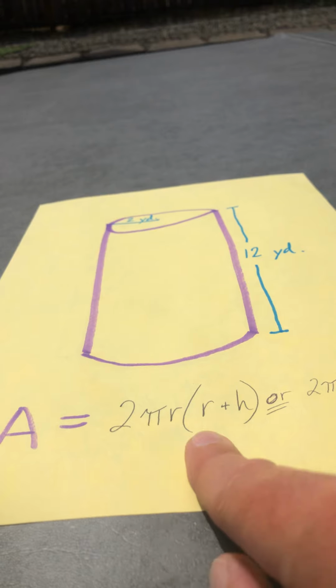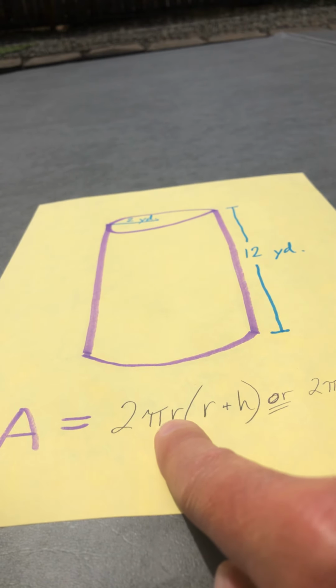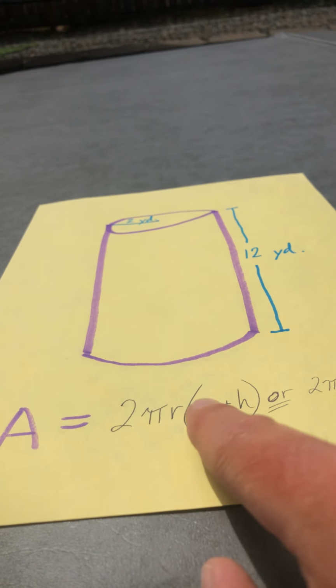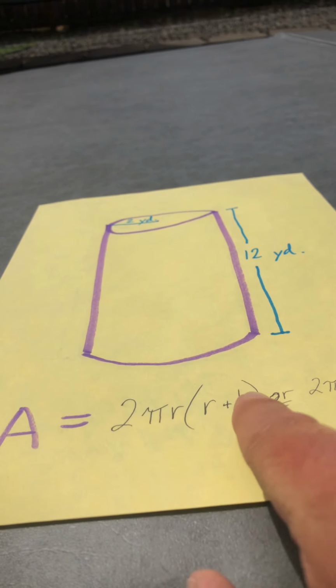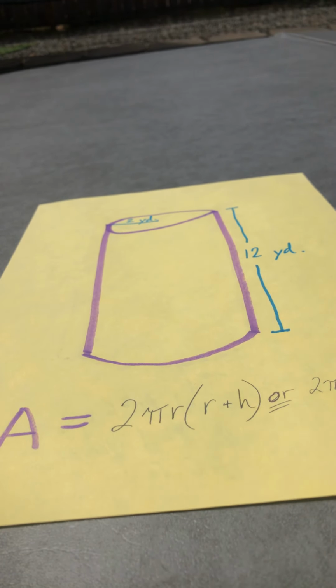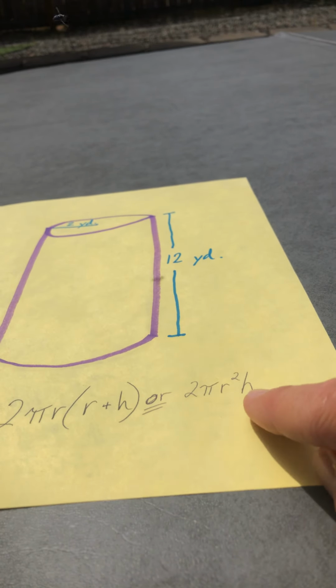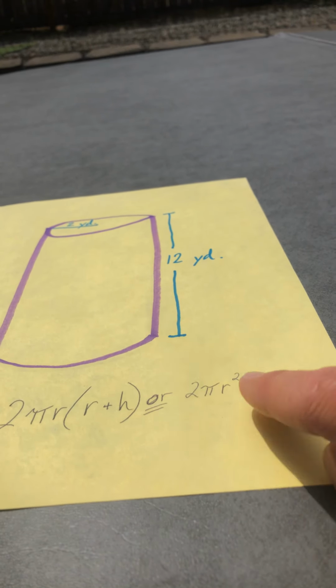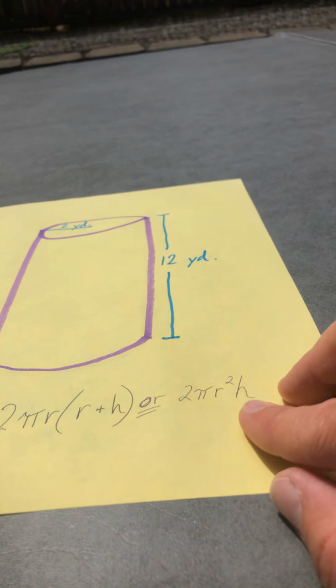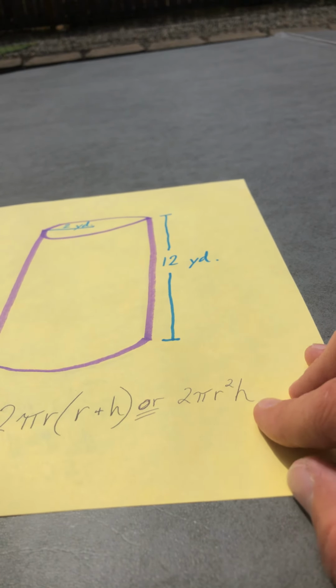This is the formula 2 pi times r times r plus h. So you can use that one. That's the one on the formula sheet I posted in the materials list. Or this one is a little bit shorter, no parentheses. I happen to like this one a little bit better. 2 pi r squared h.